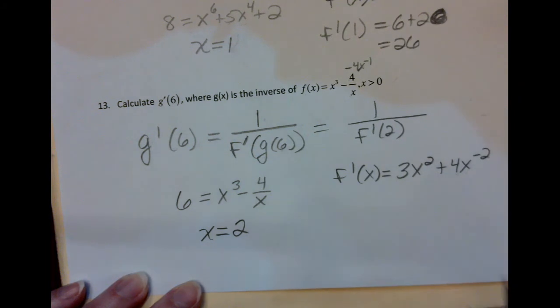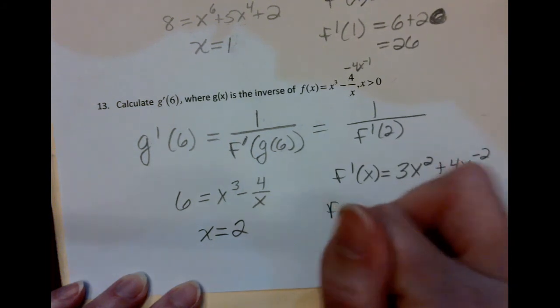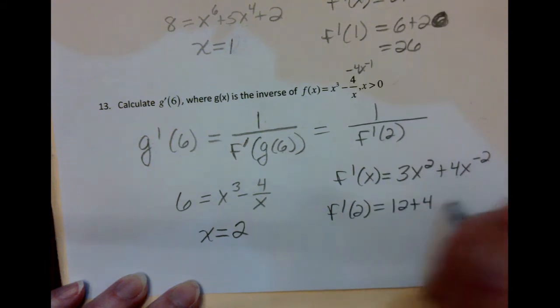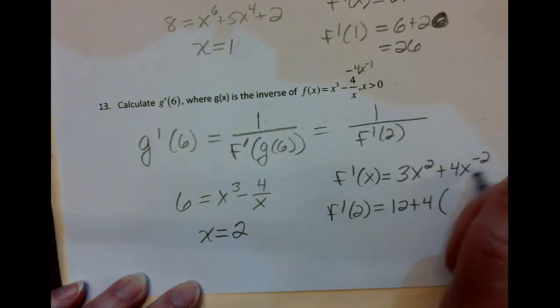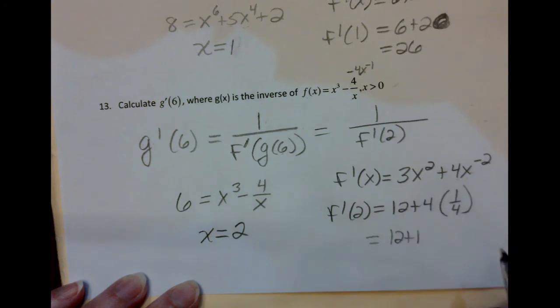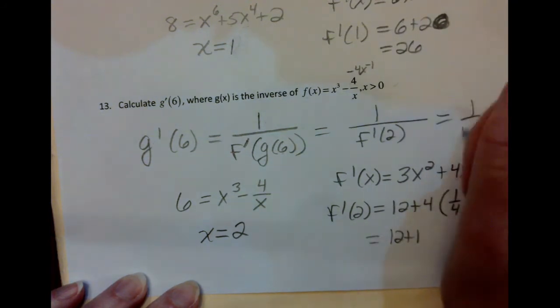negative 2. I want the derivative at 2, which is 12 plus 4 times 2 squared, which is 4. Flip it, we get 1/4. So we end up with 12 plus 1, which is 13 for the derivative at 2.